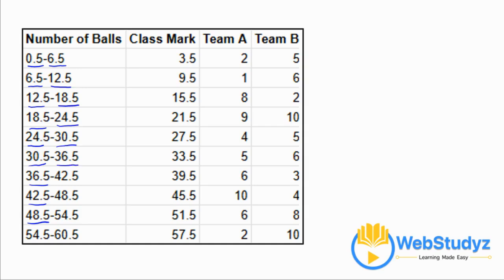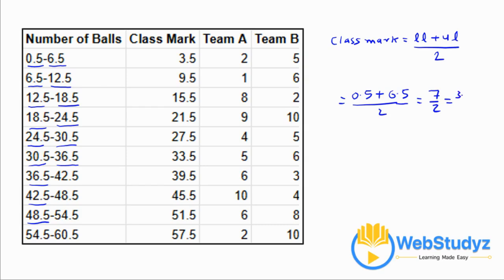Now from this, we can calculate the class marks. Class mark is lower limit plus upper limit divided by 2. So what is the lower limit in the first case? Lower limit is 0.5 plus what is the upper limit? Upper limit is 6.5, divided by 2. This will give us 7 by 2. So from this we get the class mark as 3.5 in the first case. Similarly, we can find out the class marks for the rest of the class intervals. So our data will look like this.